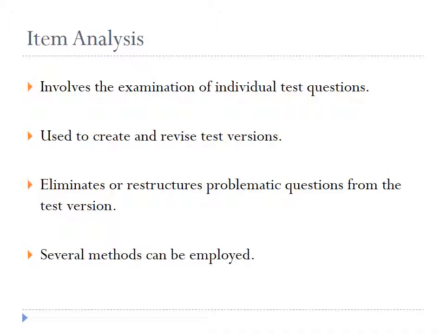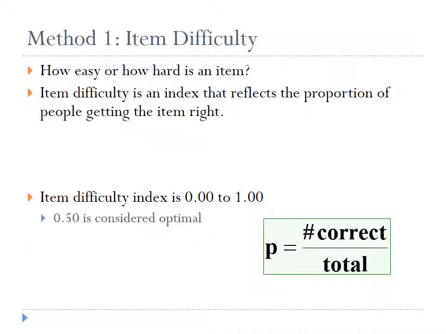There are different methods you could look at to do an item analysis, and we will look at two of them briefly. The first is item difficulty. This is a way to assess how difficult items on a test are. Is an item too easy? Is it too difficult? Ideally, we want items that are right in the middle.